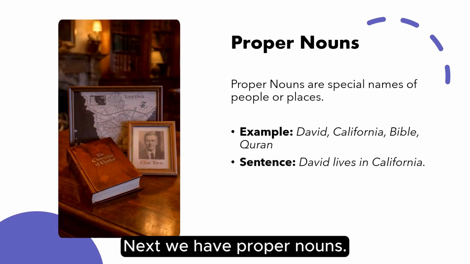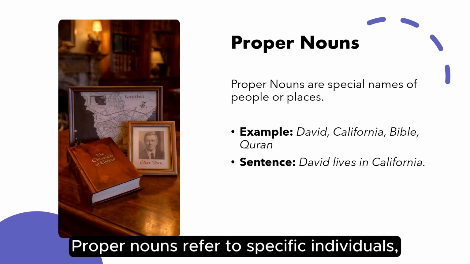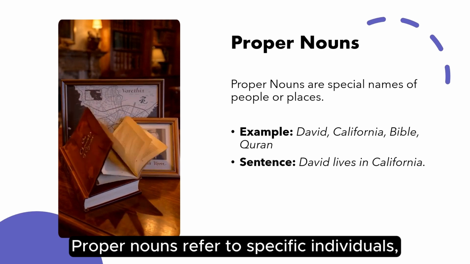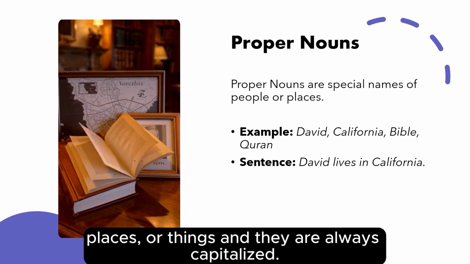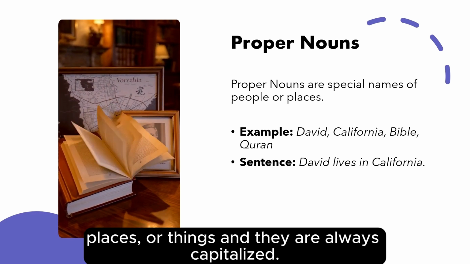Next, we have proper nouns. Proper nouns refer to specific individuals, places, or things, and they are always capitalized.